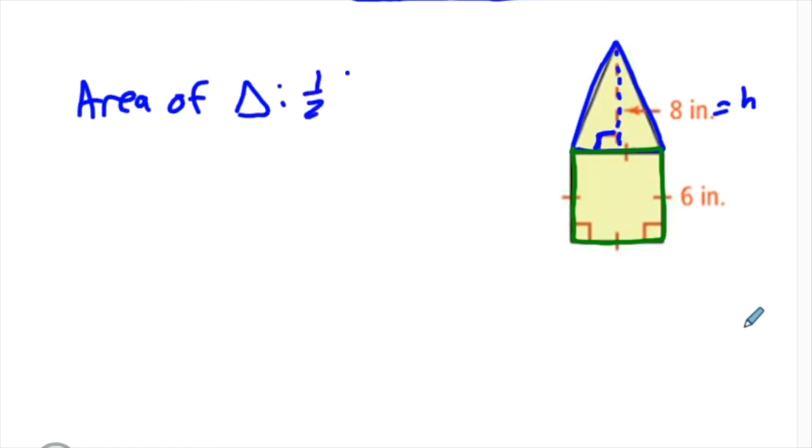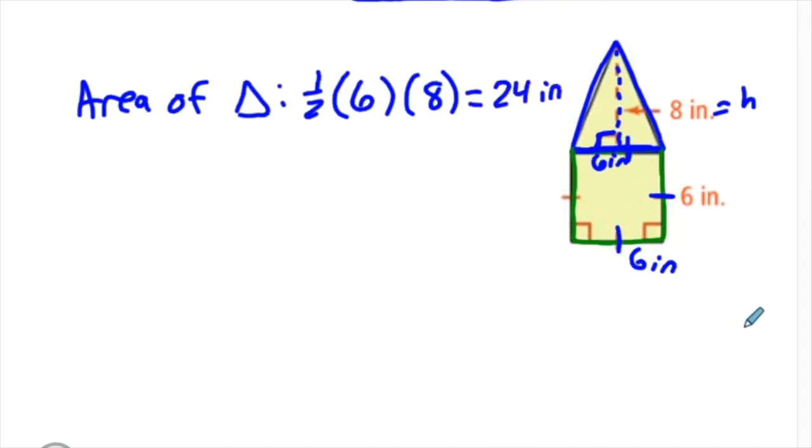So I have the 1/2 part, I have the height part, I need the base. The base is right here of the triangle. The length of that should be the same as the lengths of the sides of the square. Since it's a square, all these tick marks mean that each side is congruent. So there's a side length of 6 right there. So 1/2 times 6 times 8 should be 24 square inches. That would be your formula and your answer for the area of the triangle on top.